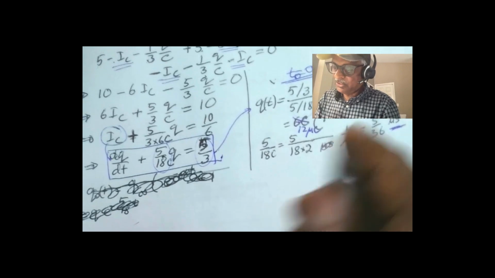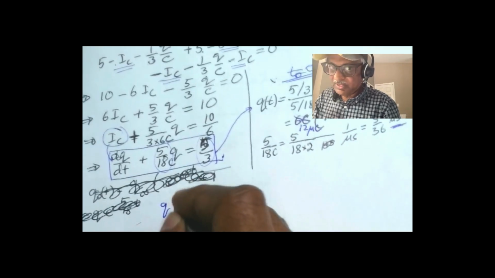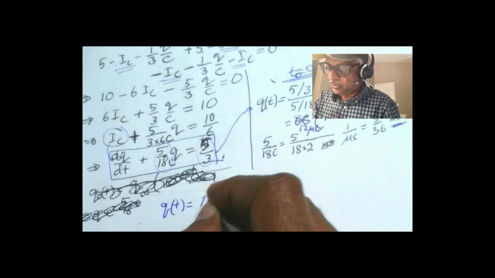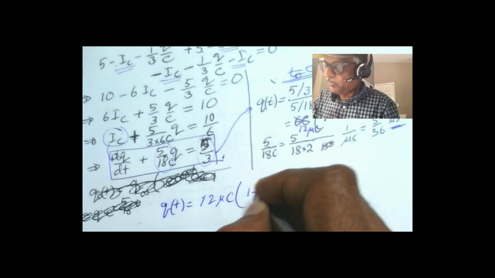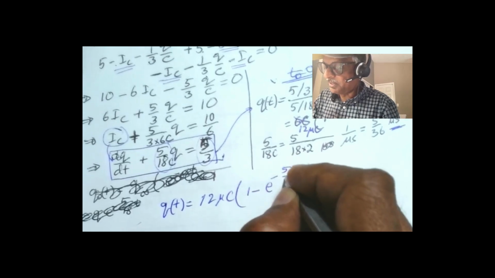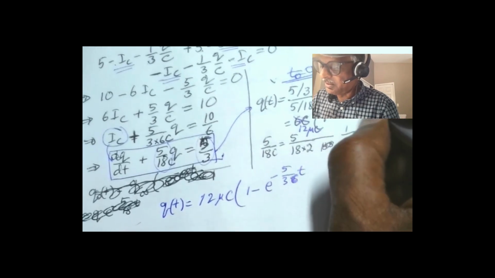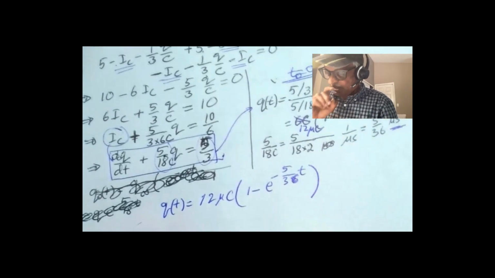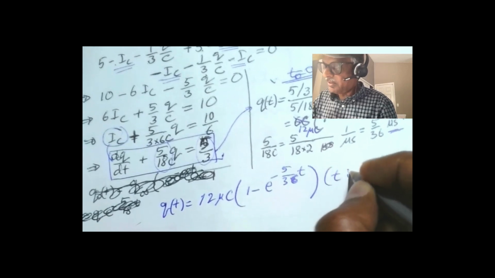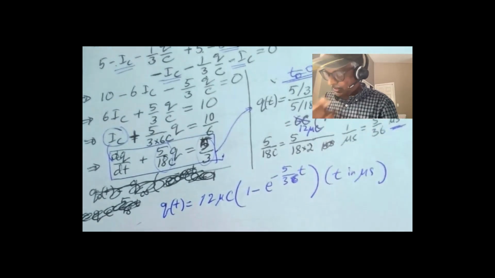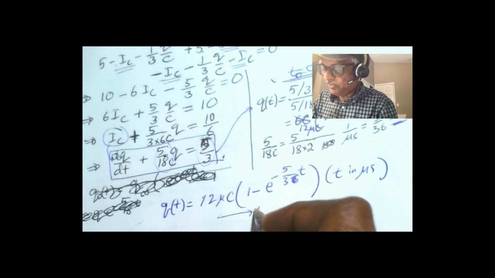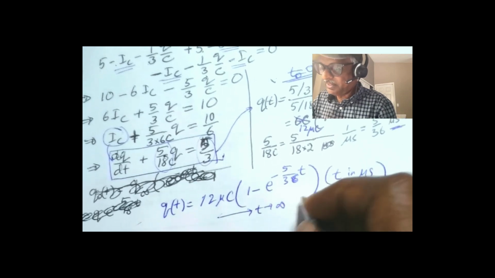Writing this equation, Q(t) equals 12 microcoulomb times 1 minus e to the minus 5 over 36, I think 36, times t, with t in microseconds. You can already see that as t goes to infinity, we already had the answer.